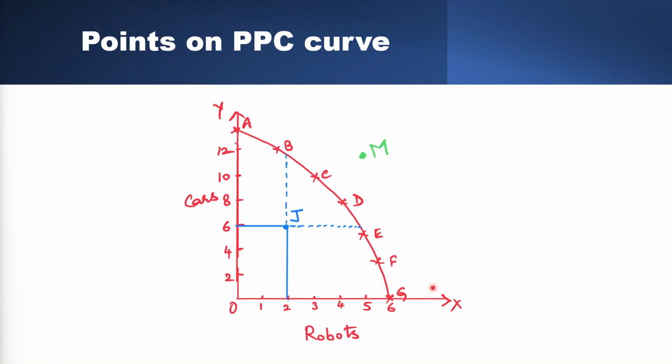We can also show a trade-off. In case we want to produce the combination B, then it means we might have to let go production of a car in order to produce one more robot. Or if we move from B to E, then we have to let go of more cars to produce more units of robots. The PPC curve can shift as well, which I will discuss separately in my next video.